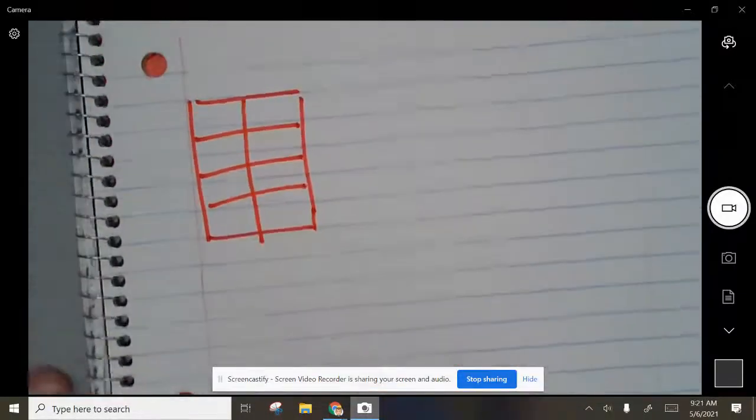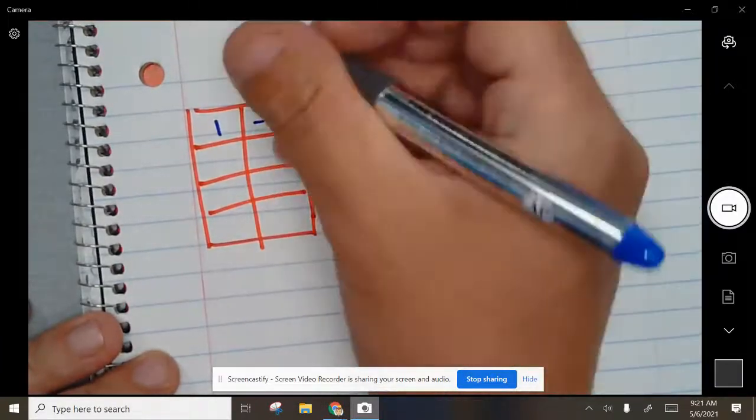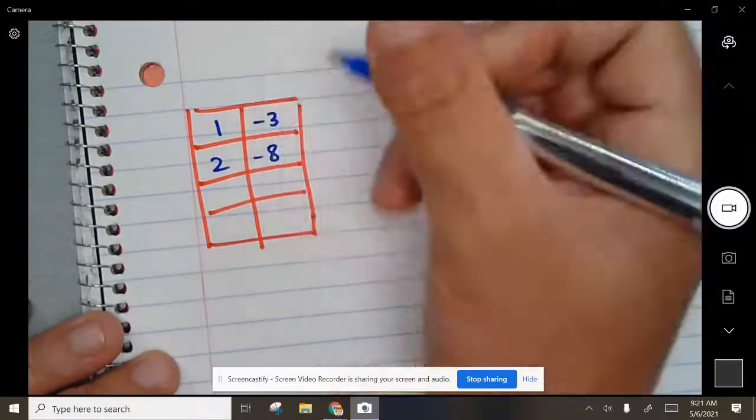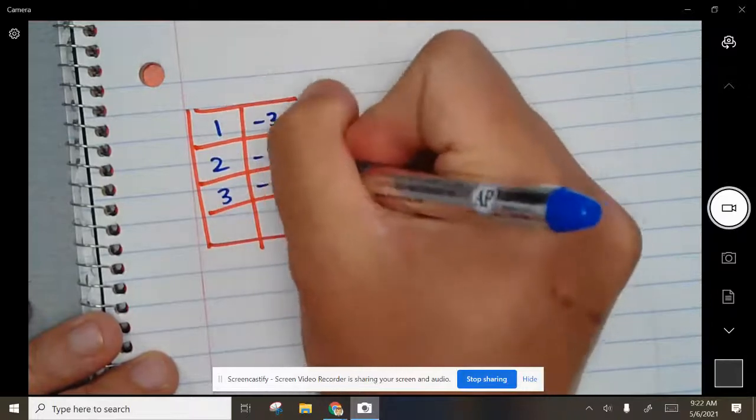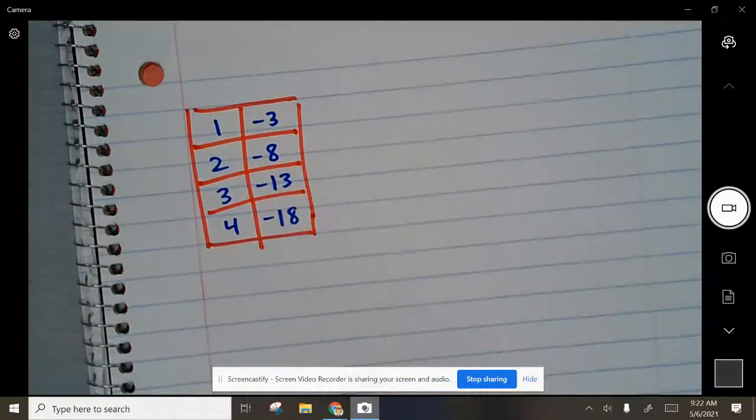For this one, 1, negative 3, 2, negative 8, 3, negative 13, 4, negative 18.